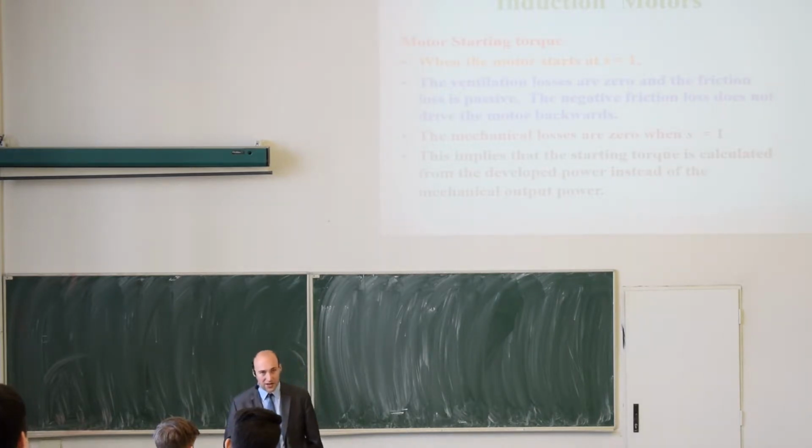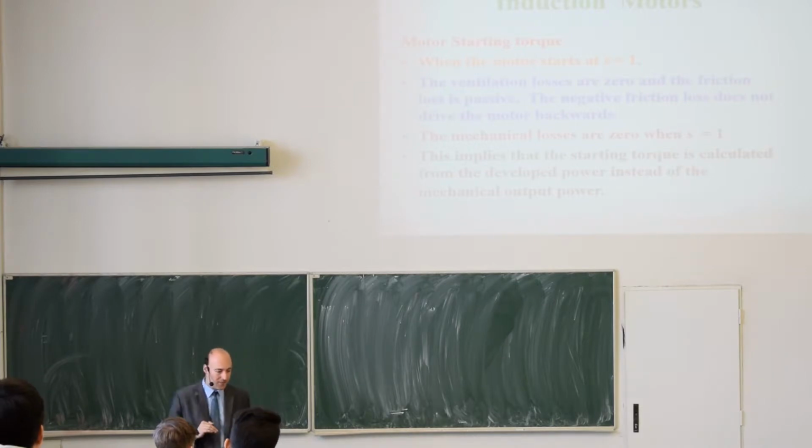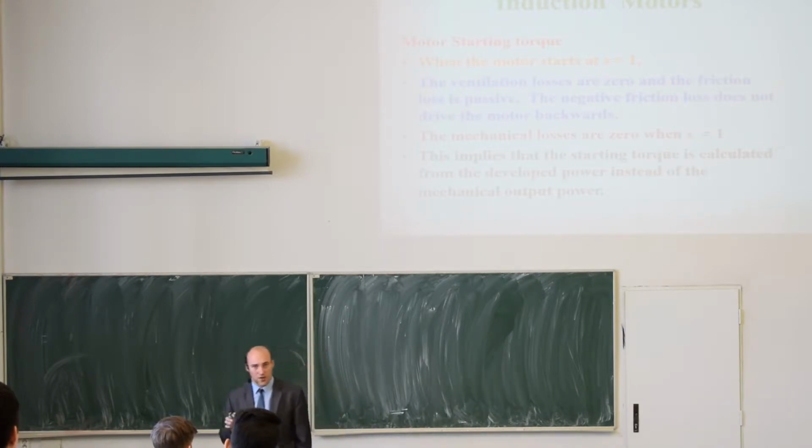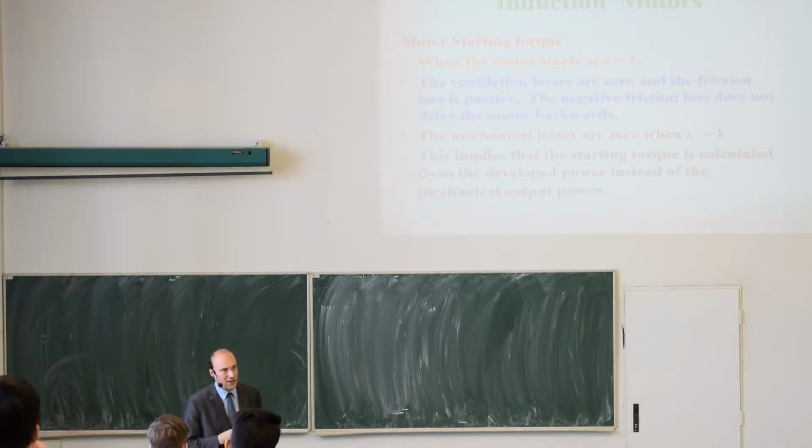How can we obtain the parameters for the equivalent circuit diagram? We will need to do two separate tests, and they will give us the no load properties of the motor, and then something that we will call short circuit or braked rotor properties. And we will use this to create the parameters for the equivalent circuit diagram.